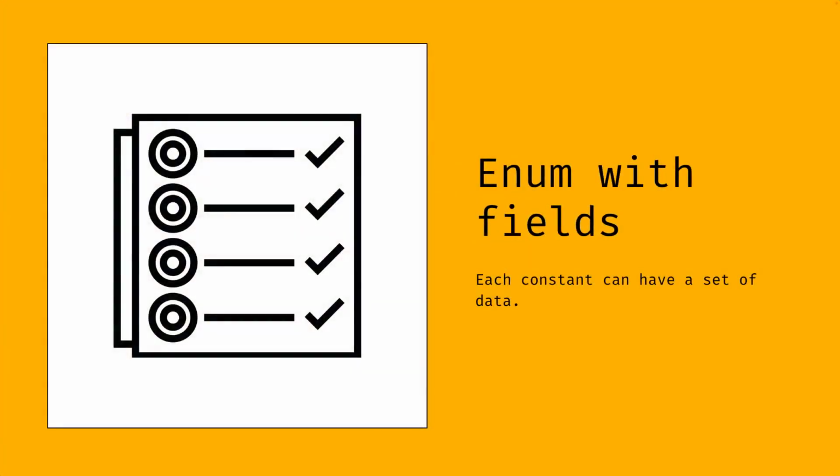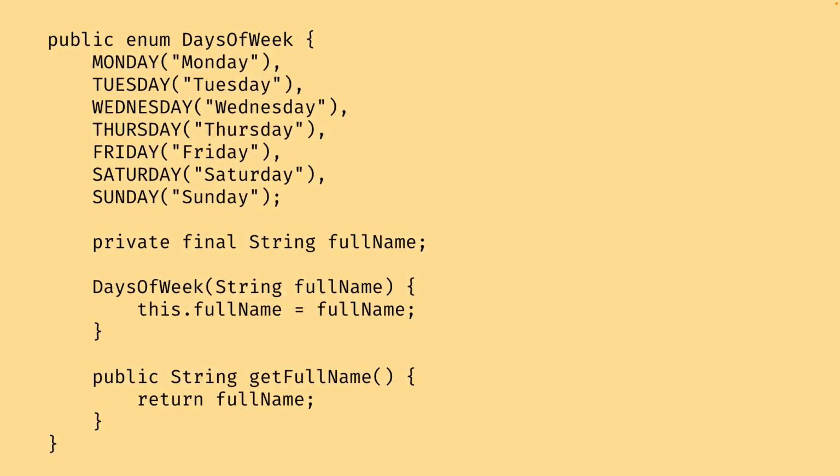You can add fields to an enum in Java. Each constant in the enum can have its own set of data. Here's our day of the week enum example, but we've added an extra field to it. As you can see in bold, after every constant we have two parentheses, and between these parentheses we have a string. This means that now our enum has an extra field of type string.